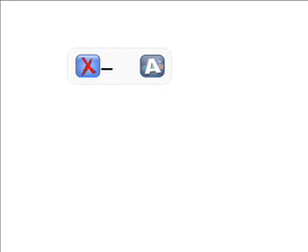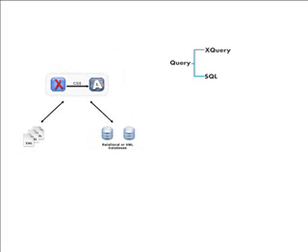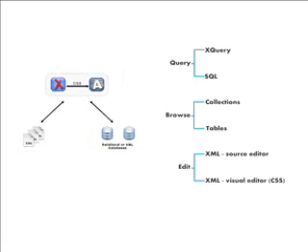oXygen offers two modes for editing XML documents: a text mode that allows you to edit the XML source, and a visual mode using the CSS-driven authoring tools. Both oXygen XML Editor and Author allow you to work with XML content taken either from files or databases, relational or XML native. You can query the database using SQL and XQuery, browse multiple databases at the same time, edit and export XML content.